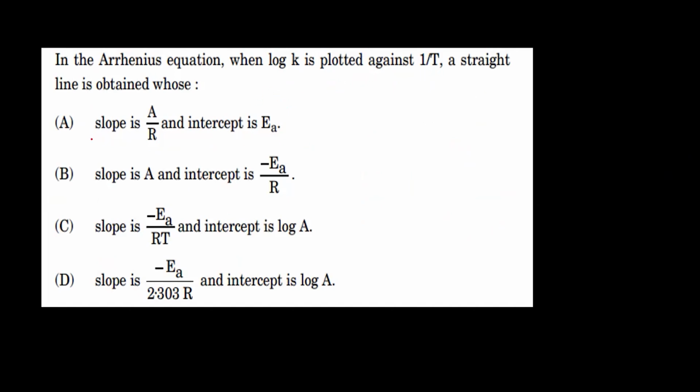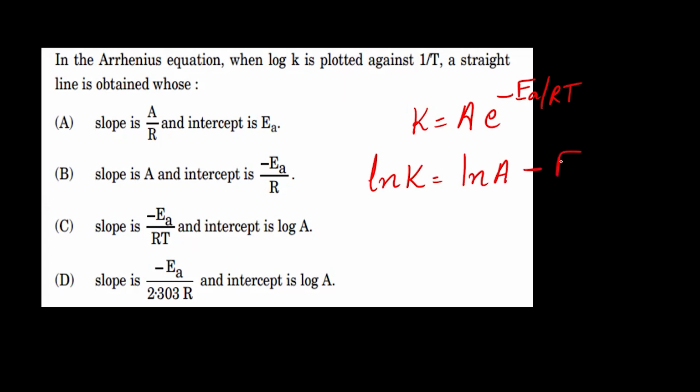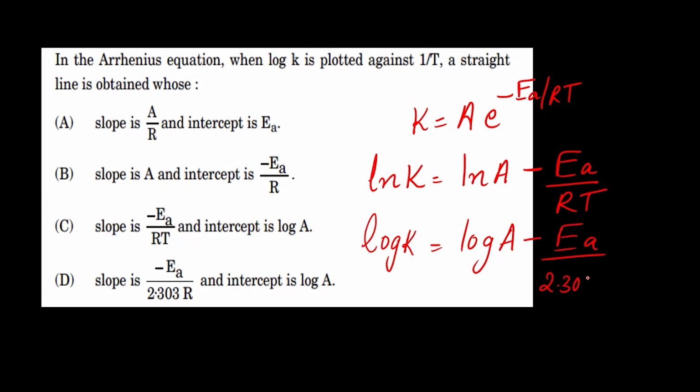In the Arrhenius equation, when log K is plotted against 1 by T, very important question, what are its slope and intercept? So what is the Arrhenius formula? The Arrhenius formula is K equals A e raised to minus Ea by RT. Taking logarithm on both sides, ln K is equal to ln A minus Ea by RT. In order to change it into log base 10, log K is equal to log A minus Ea by 2.303 RT.